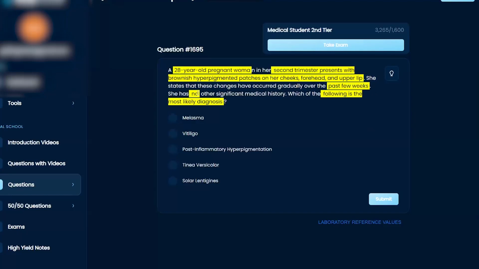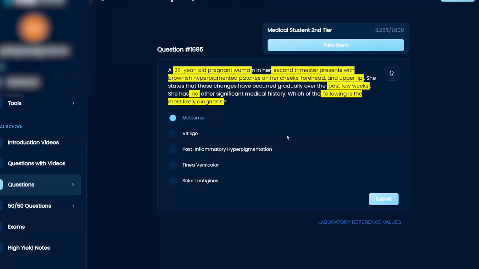Okay, so this seems very common, I believe, a symptom of melasma. It's called the mask of pregnancy is what I think about. And so I do not believe it's tinea versicolor. I think that causes hypopigmentation or hyperpigmentation on random places, not just specifically the cheeks and the face. Vitiligo is hypopigmentation, not hyperpigmentation.